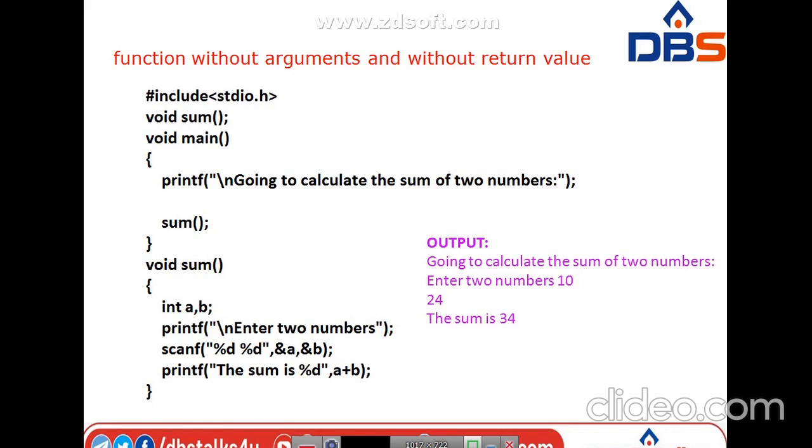Whenever there is a function call in the program, the cursor automatically will go to the function definition. It will execute the statements that are present in the function definition. Then the cursor will again come back to the function call. Here the function call is sum. Here the function definition is void sum. Within the brackets I have not written any arguments. Why? Because it is without arguments.